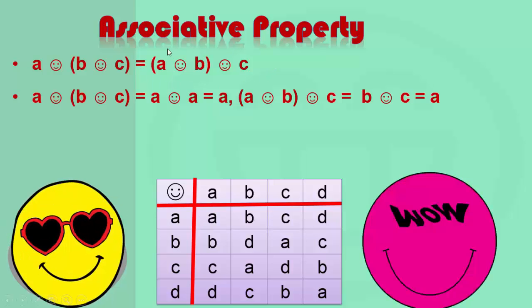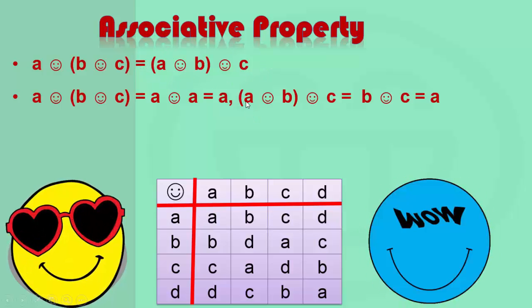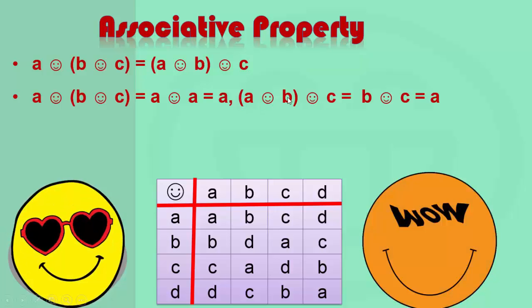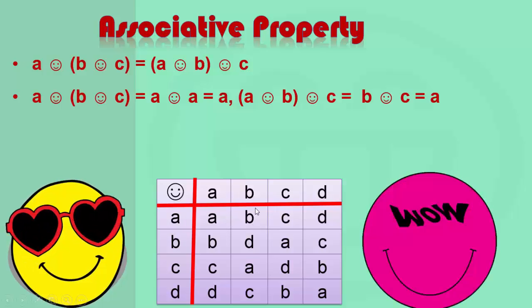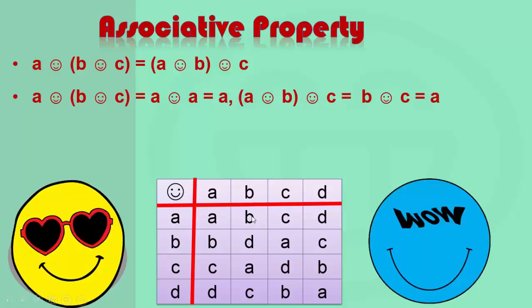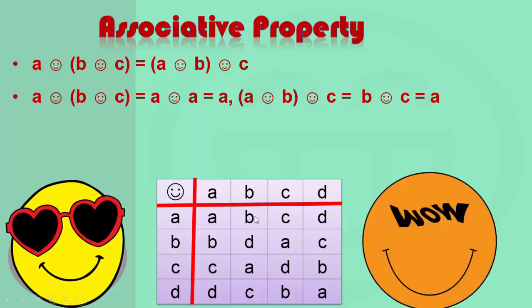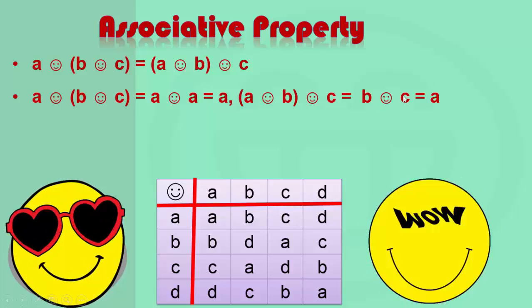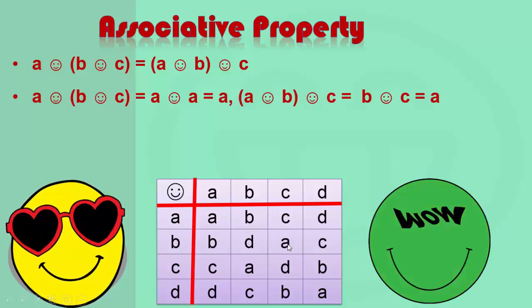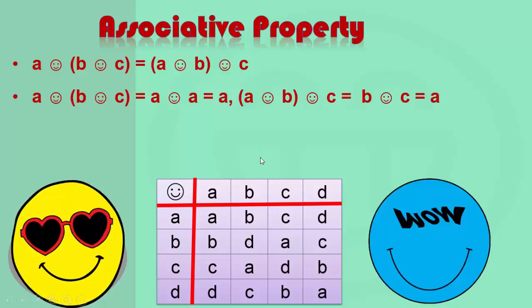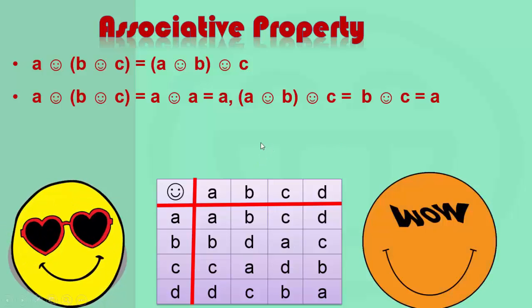For the next one here, I do the same thing, but instead I start with A smiley face B, because that's in the brackets, based on our order of operations. So I go to A, B, and I see that A, B intersect at B. And I end up with B smiley face C. So I go to B, smiley face C, and I see, indeed, I get A. Since both give me A, that means that it is associative in this case.